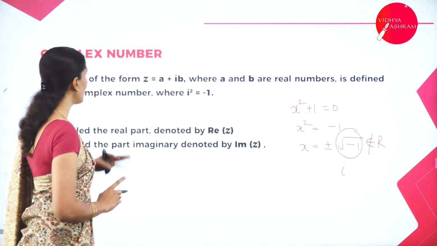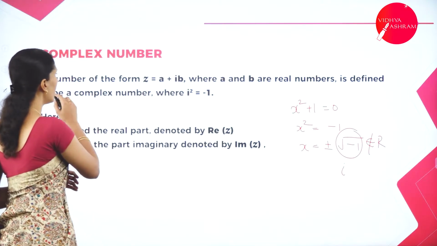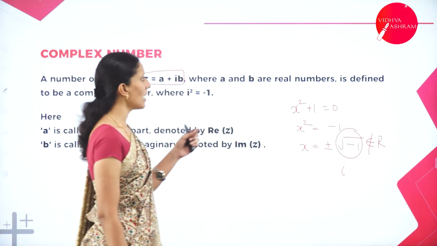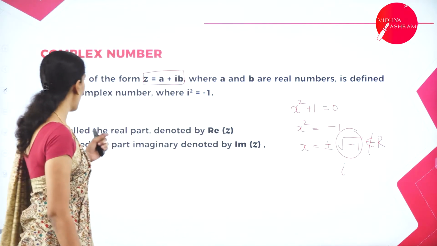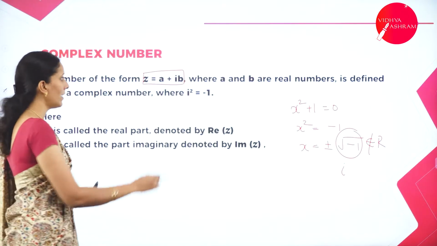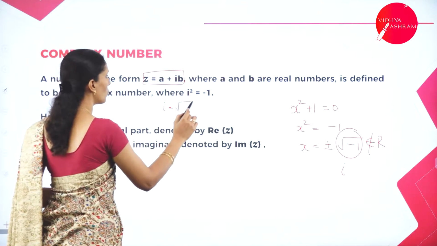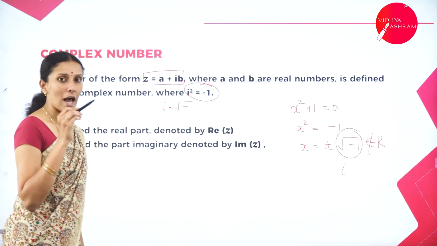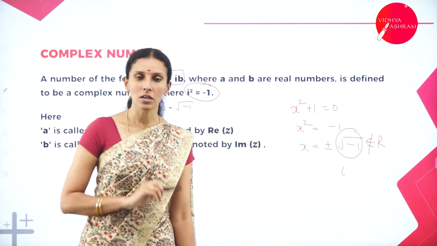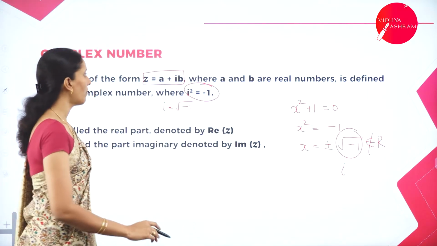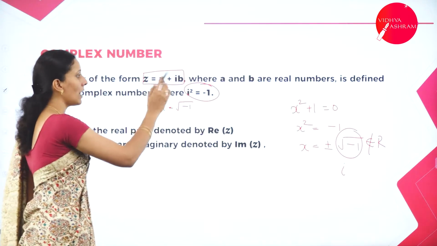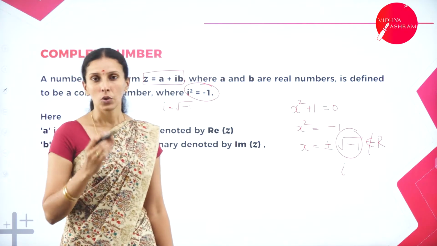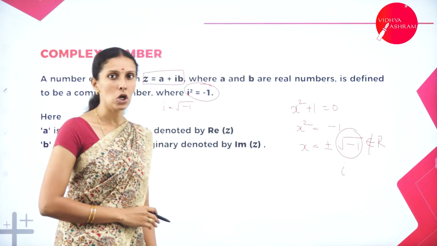And let's see the definition of a complex number now. A number in the form z is equal to a plus ib, where a and b are real numbers, is defined to be a complex number, and i is nothing but root of minus 1. So if you square it, i square becomes minus 1. Any number in the form a plus ib, where a and b are real but ib is not real, we call an imaginary number. Those imaginary numbers are nothing but complex numbers.